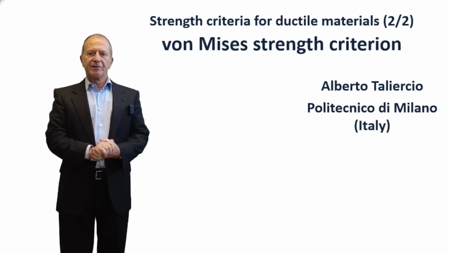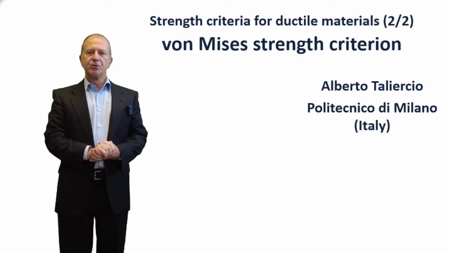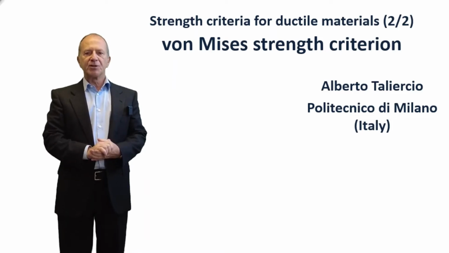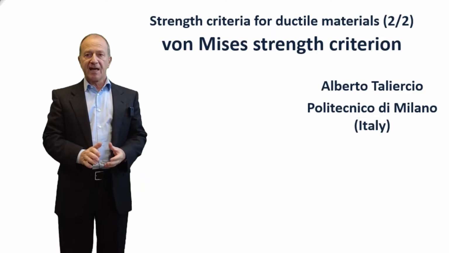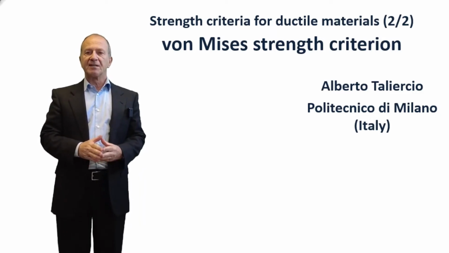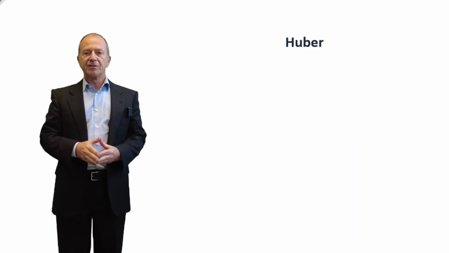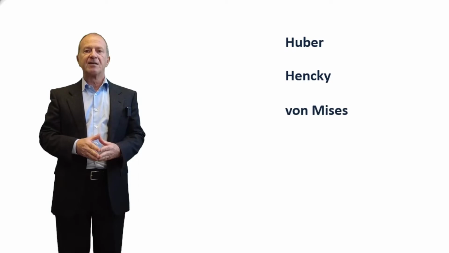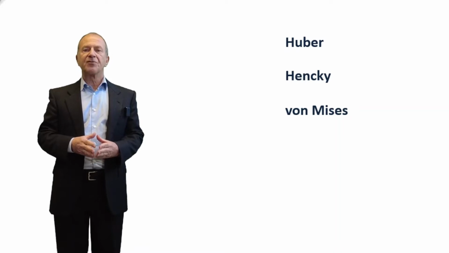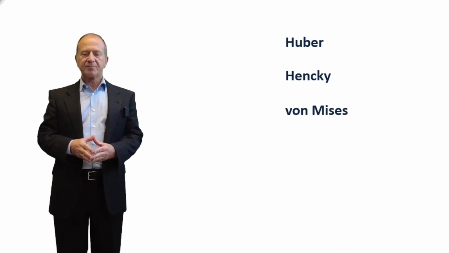Probably the strength criterion that is most widely used for ductile materials such as metals is that proposed independently at different times and using slightly different approaches by several scientists: the Polish engineer Titus Maximilian Huber, the German engineer Heinrich Hencky, and the Austrian mathematician Richard von Mises. Nowadays, it's mostly known as the von Mises criterion.